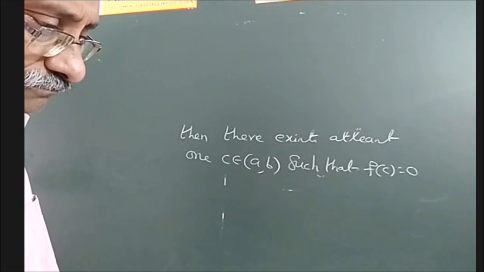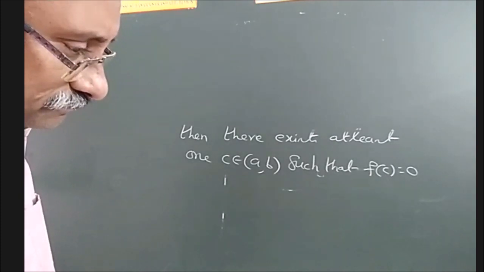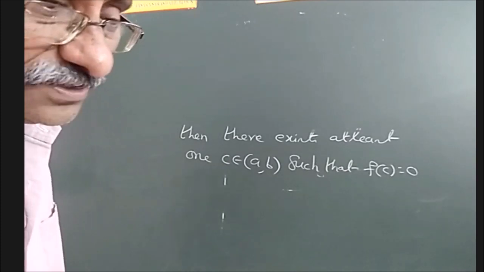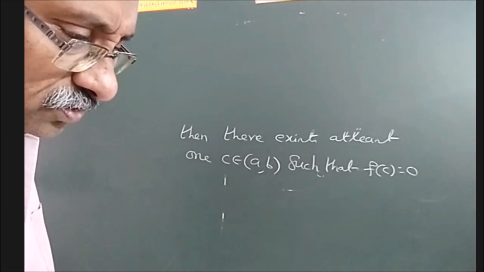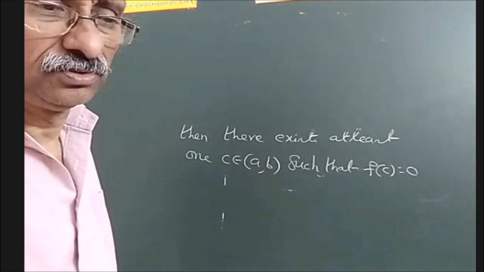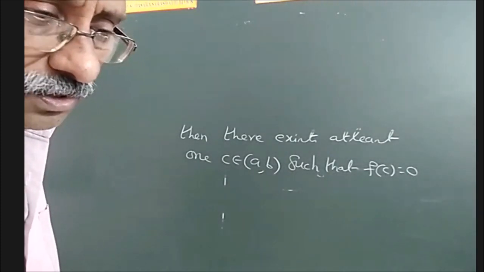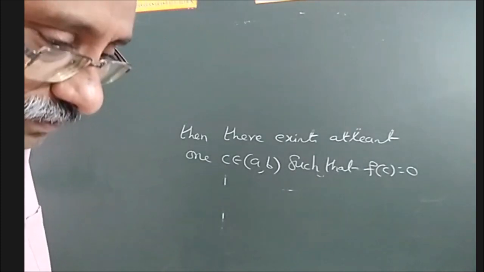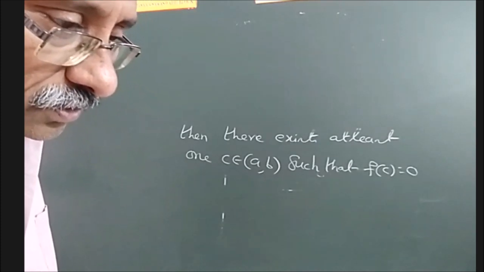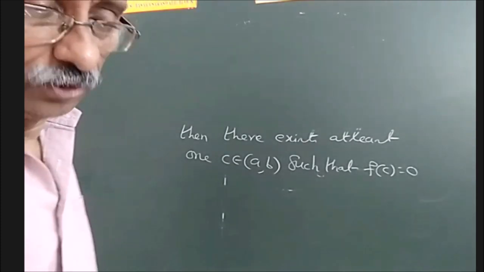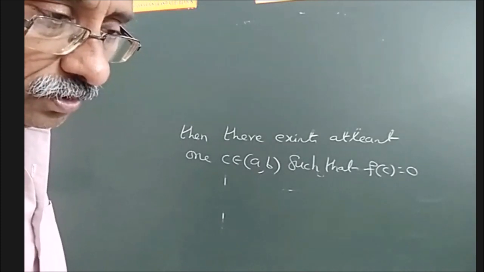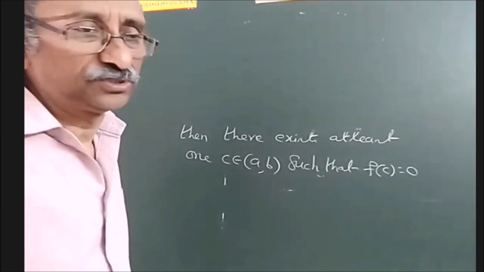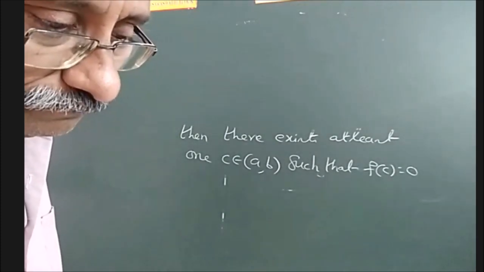Sir, f of x is equal to y plus 2, it doesn't touch the x-axis, no sir. So you are saying y plus 2 is equal to 0. Yes, sir. It doesn't touch the x-axis. Y plus 2 is equal to 0 means y is equal to minus 2.